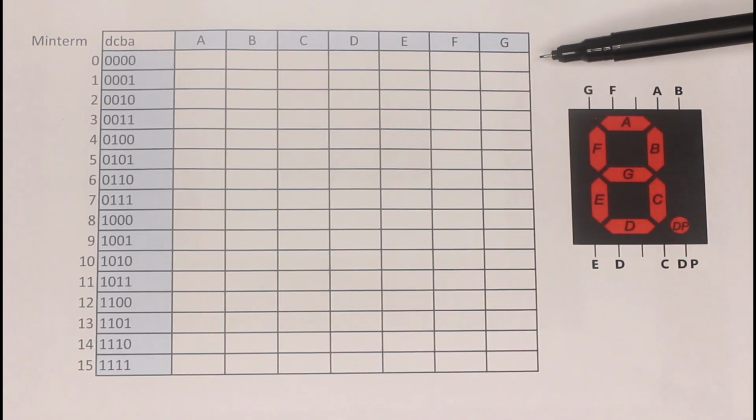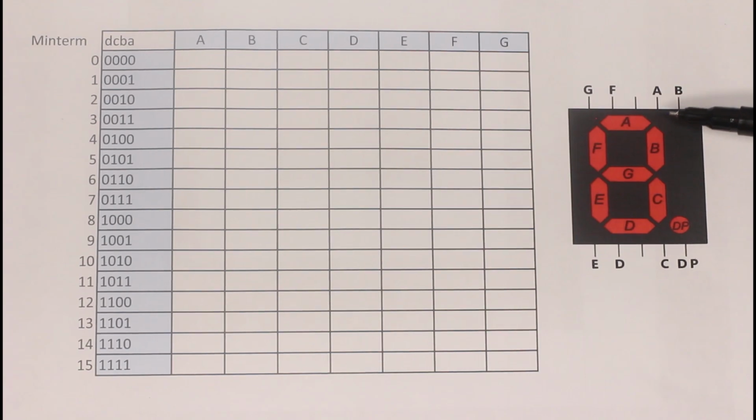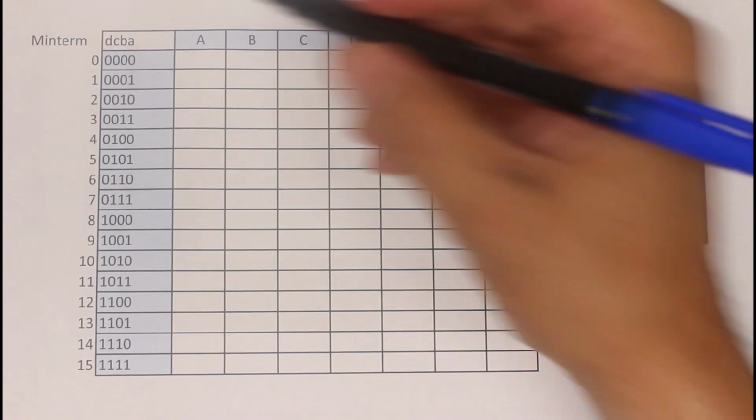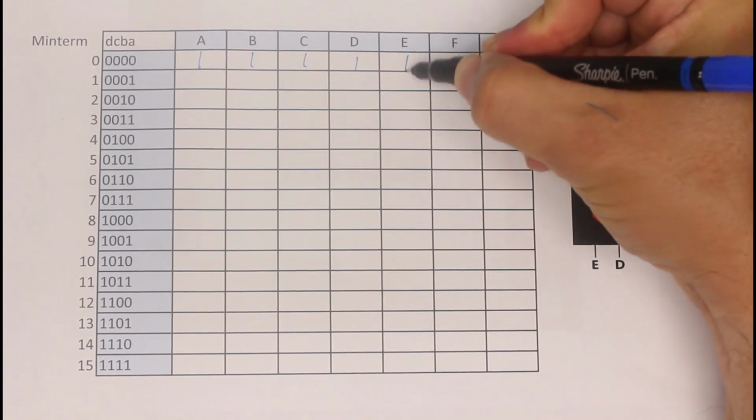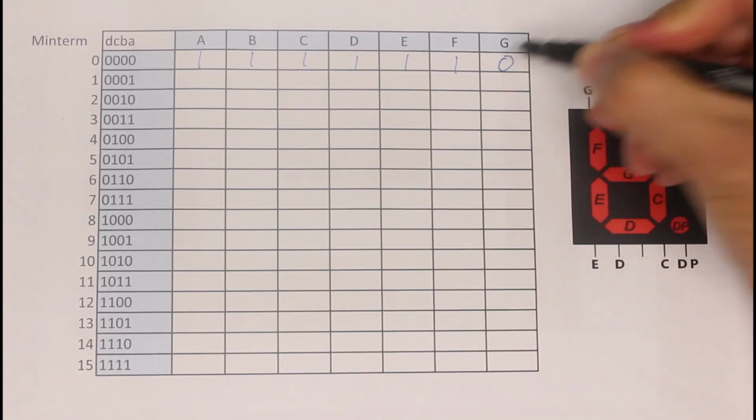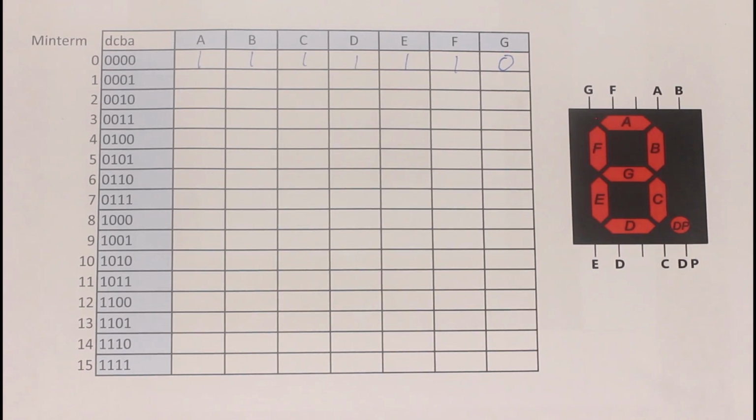So starting with 0, we're going to imagine this LED, what segments it would take to light the LED. And we know, in fact, it would take A, B, C, D, E, and F, but not G to produce the 0. So we'll go ahead and mark our row as such. Next, for the number 1, we will only need B and C.